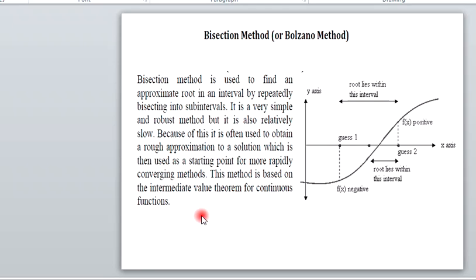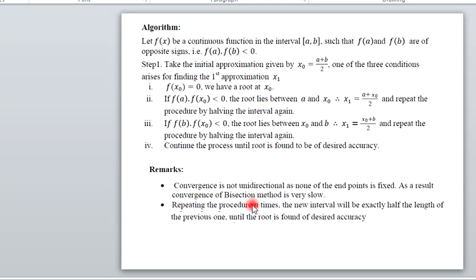This method is based on the intermediate value theorem, which was already discussed in the last slide, for continuous functions. What is the algorithm? The function f(x) is continuous in the given interval, and the condition is that f(a) and f(b) are of opposite signs. That means if f(a) is greater than 0, f(b) must be less than 0, or vice versa. Multiplying these two, we get a negative value, that is, less than 0.